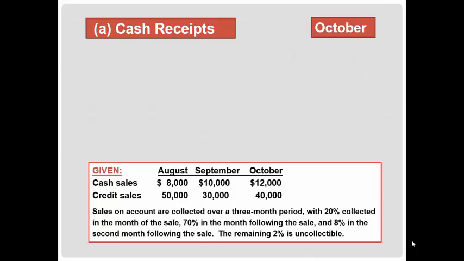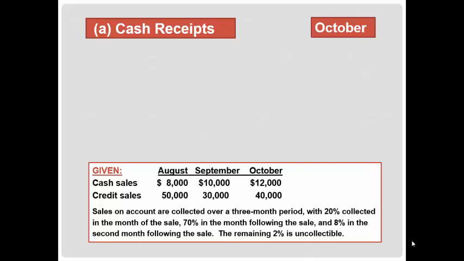So first we'll look at the cash collections or cash receipts. Notice that we're only preparing this for the month of October. We'll need the information from August and September to do so, but we are just doing a 1-month budget here. All right, cash receipts. This is primarily going to be based on sales, so I have shown what we were given. We had cash sales and credit sales, and then how they collect those credit sales.